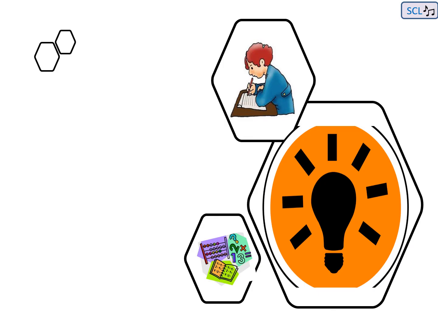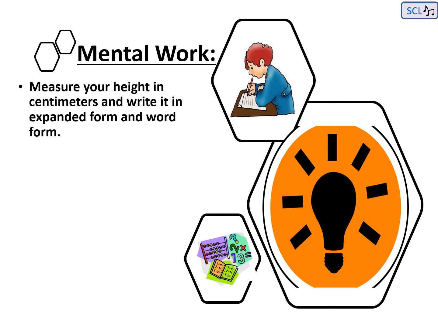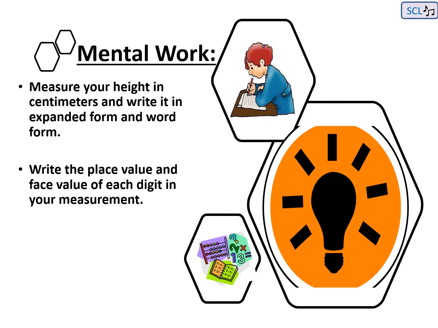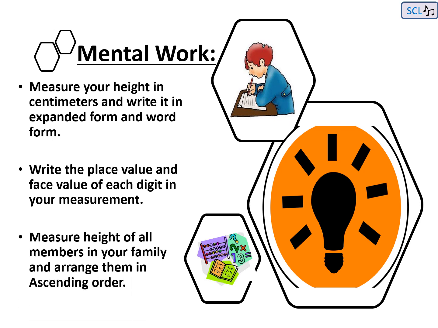Now, brain work for you all. Measure your height in centimeters and write it in expanded form as well as word form. Write the place value and face value of each digit in your measurement. What is your measurement? Your measurement was the measurement of your height. And measure the height of all members in your family and arrange them in ascending order.